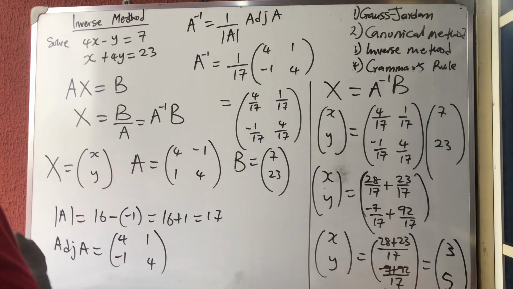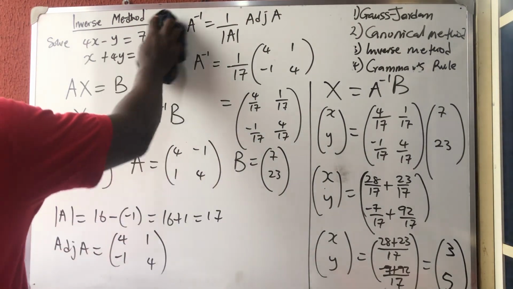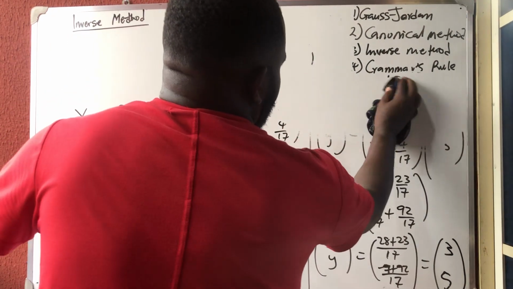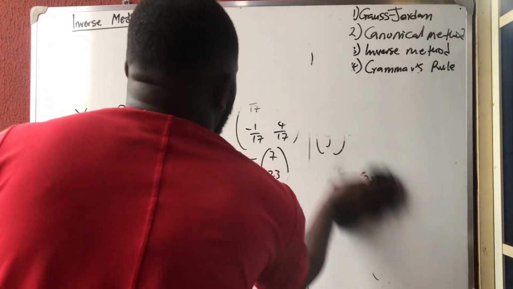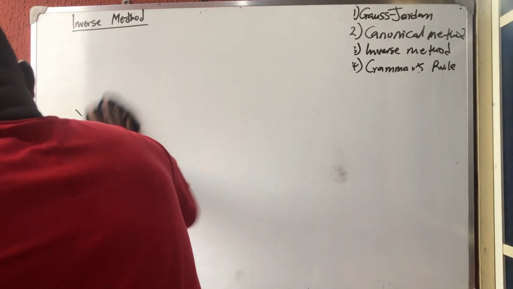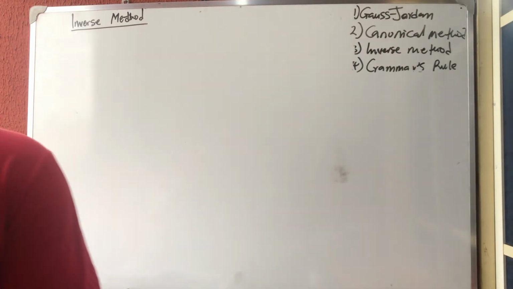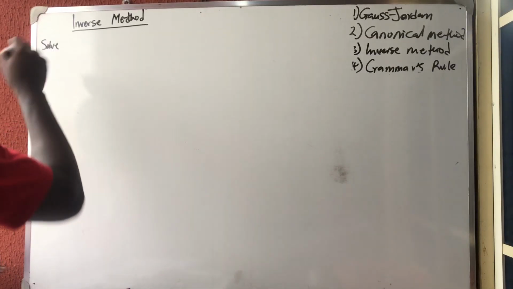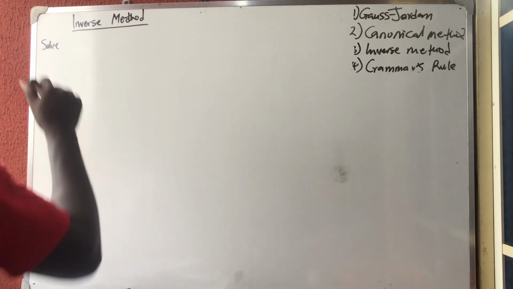As simple as that. So let us solve a 3 by 3, that is 3 equations, 3 unknowns. That one is going to take time because there is no shortcut in getting the inverse. So it's going to take time. They say solve the same question.